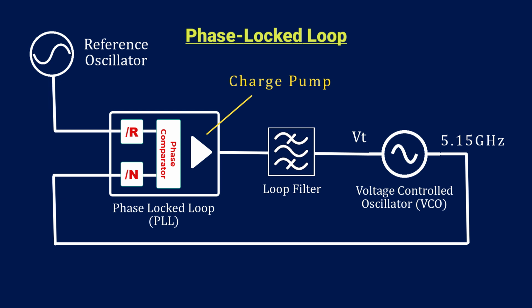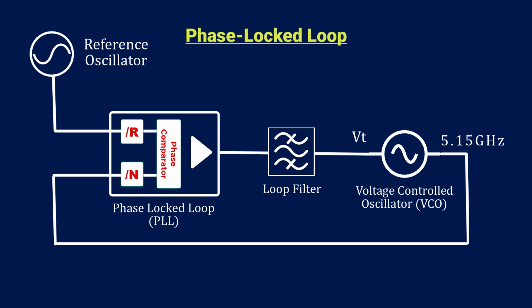The purpose of the charge pump is to modify the DC voltage applied to the VCO, causing its output frequency to adjust accordingly. This feedback loop ensures that the VCO maintains the desired 5.15 GHz frequency.